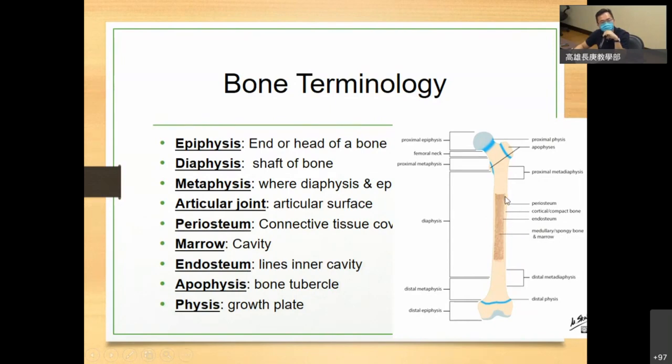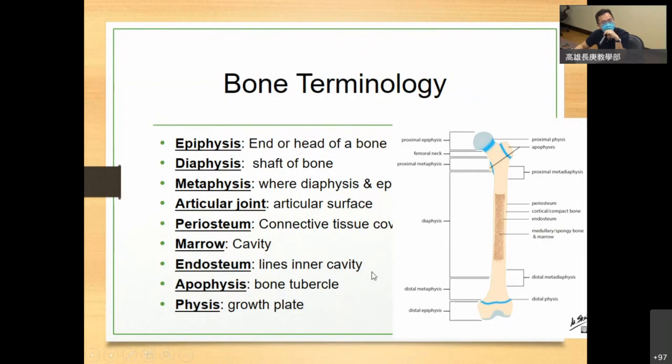For our bones, the blood supply comes from two parts. The first part is from the intramedullary vessels, and the second is from the soft tissue. The soft tissue lining on the bone, we say, is the periosteum. The marrow is also a cavity, and the endosteum lines the inner cavity.